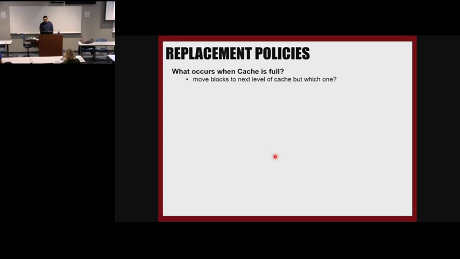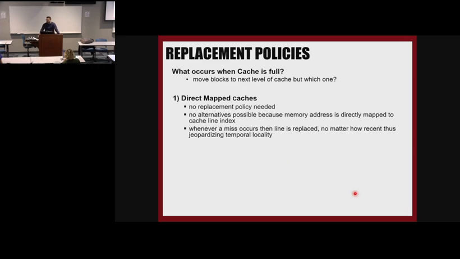Right? In the case of a direct map cache, you don't even have a replacement policy because every block in the main memory is mapped to a specific line in the cache. So there is no replacement policy. The data comes there, it either exists or not, it's going to be replaced, right? No policies here.